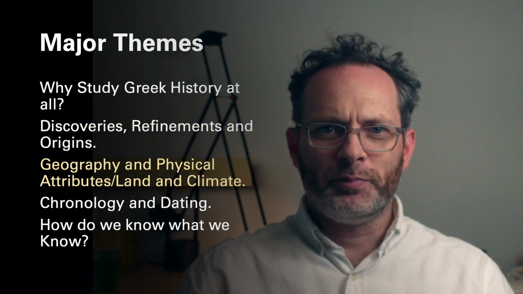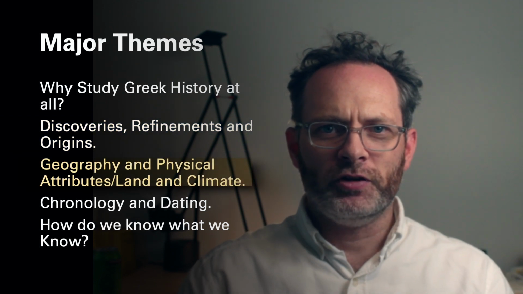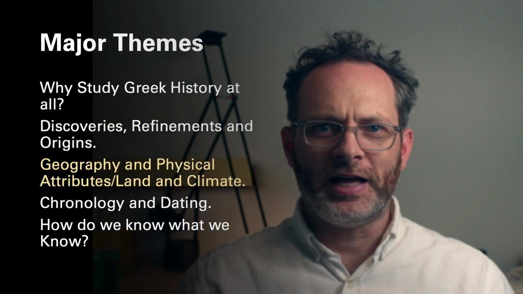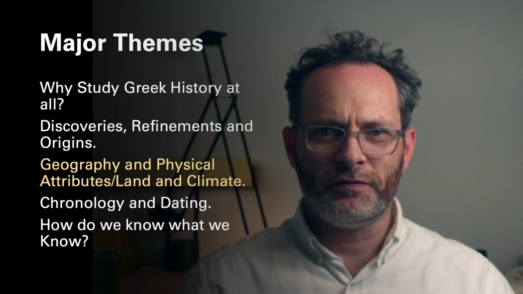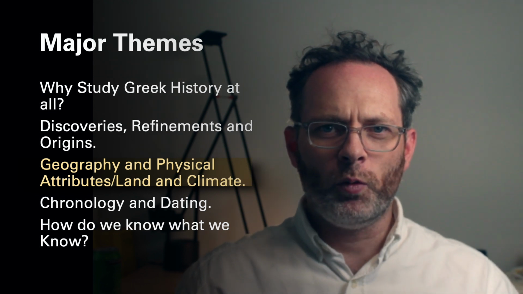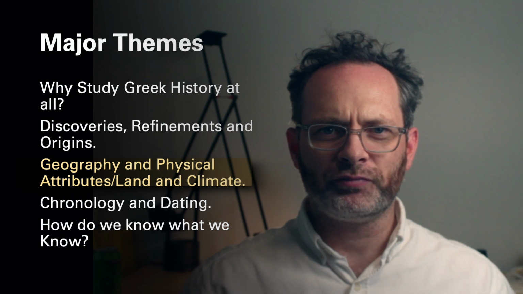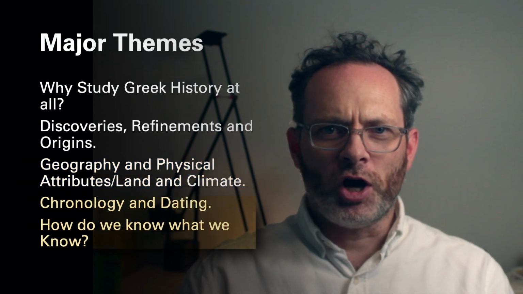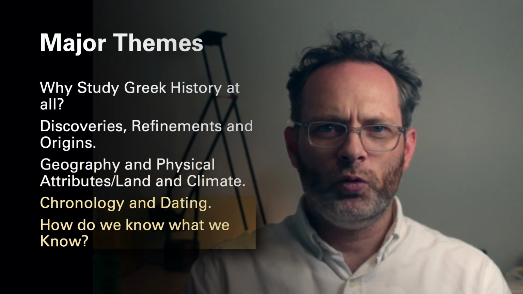Then we're going to take a step back and look at the geography and physical attributes in the land and the climate of ancient Greece. What are the basic facts about the ancient world? What was Greece? Who are the people that lived there? Finally, we're going to look at chronology and dating. How do we know what we know?